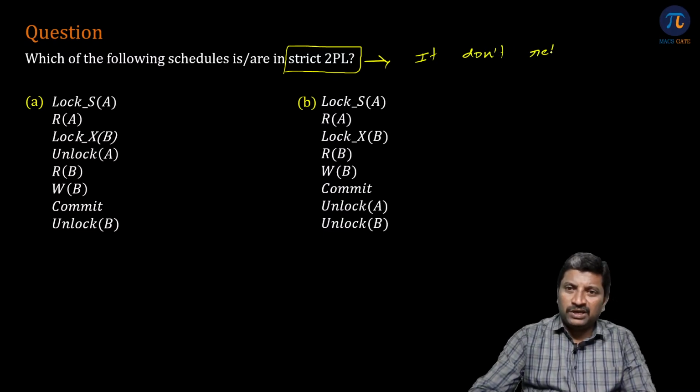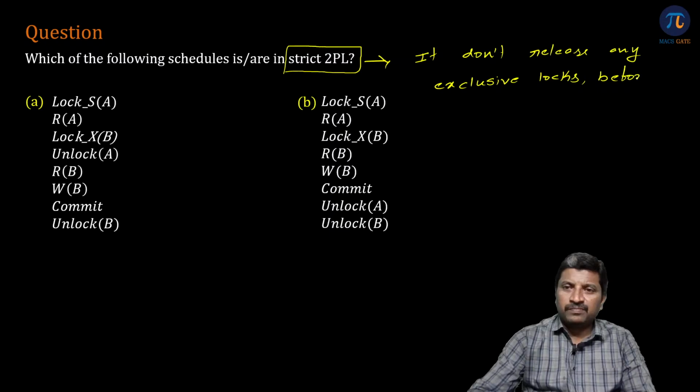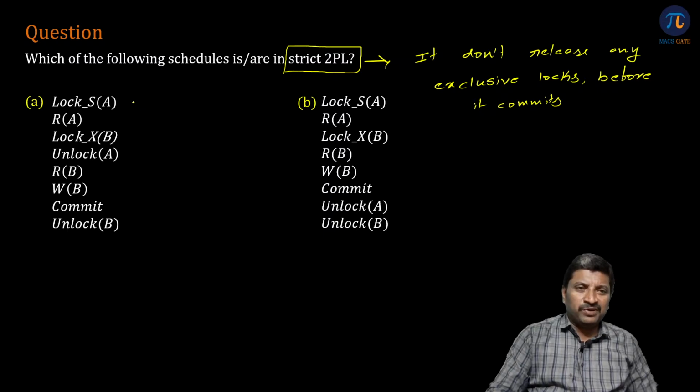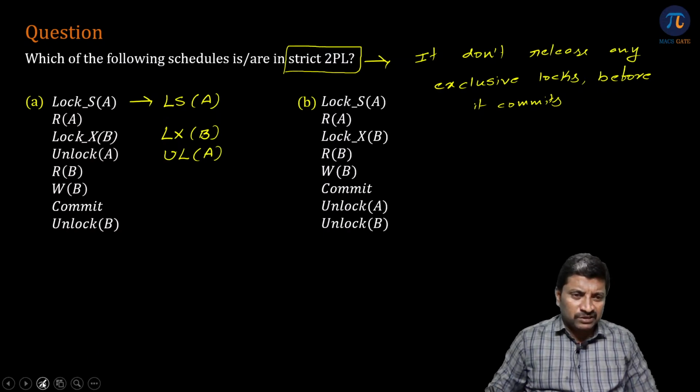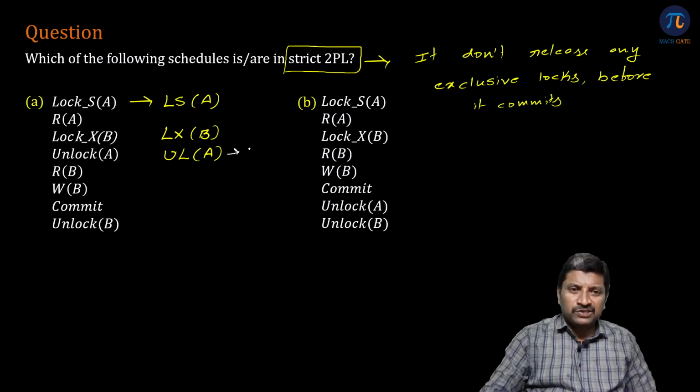It doesn't release any exclusive locks before commit. Okay. Now let me write only the locks. Shared lock. Fine. Exclusive lock. Fine. Now you released it. It is a shared lock, right? I think you can release it. Since it is a shared lock, you can release it.